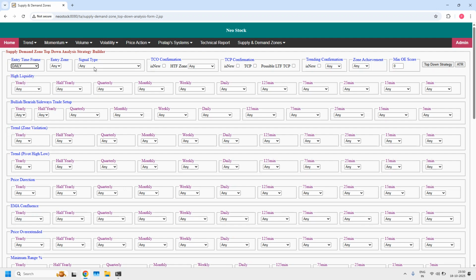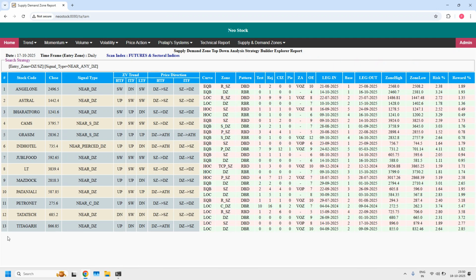Okay, first daily time frame, stocks near to the daily demand zone. We got 13 stocks. Let us identify high liquidity daily demand zones from this list. CAMS is having a high priority, high liquidity daily demand zone. Grasim is also having a high liquidity zone.